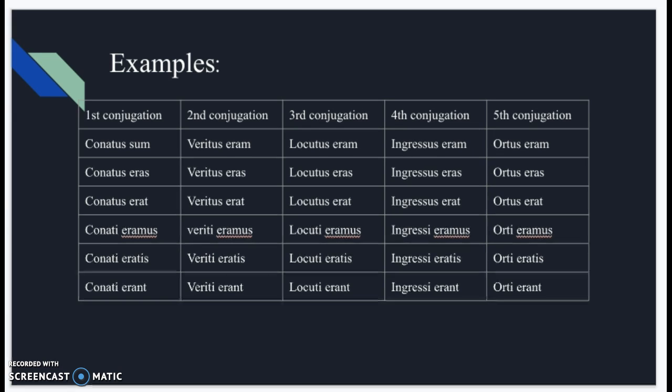So for first conjugation, it's going to be conata sum, which is the fourth principal part and the imperfect tense of the sum. But there's one thing to notice, that for we, you, y'all, and they, we have to transfer the fourth principal part into plural.